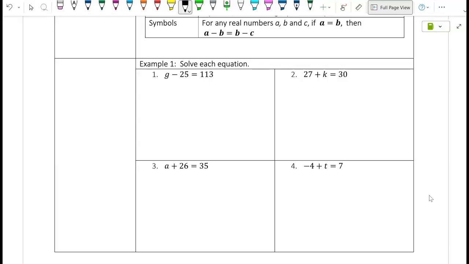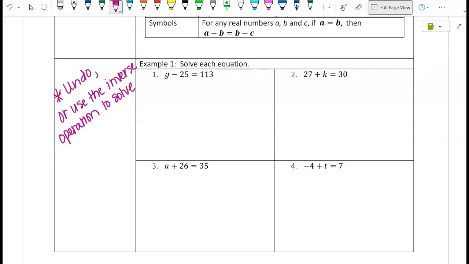All right, so again, what does it really mean when we're talking about the addition property and the subtraction property of equality? It means we're going to undo or use the inverse operation to solve. What is the inverse operation of addition? What is its opposite? Subtraction. What is the inverse operation of subtraction? Addition.